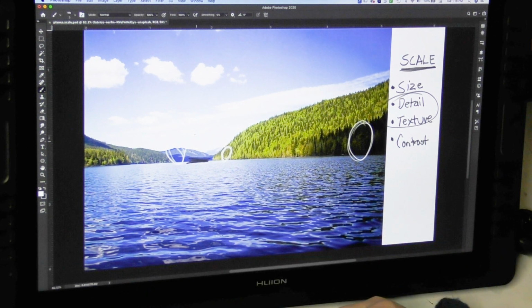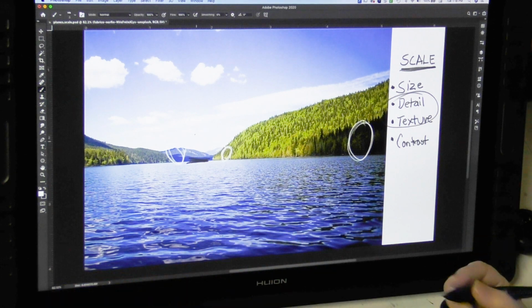I hope this was a help. I hope this is something that will have you looking at landscapes a little differently, and the planes and the scale and how that affects everything.